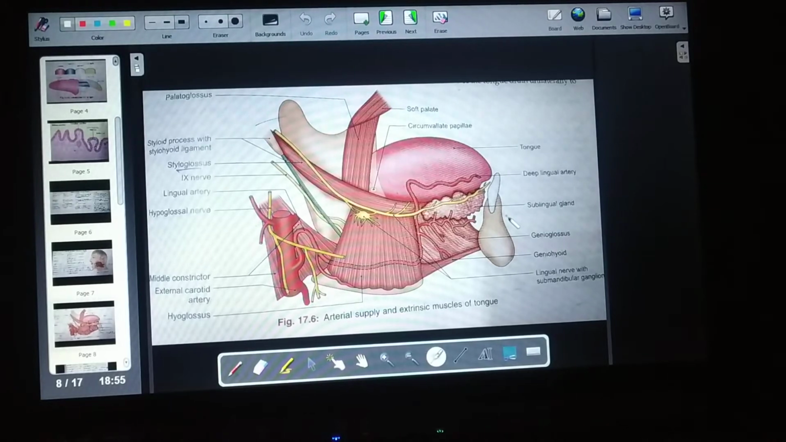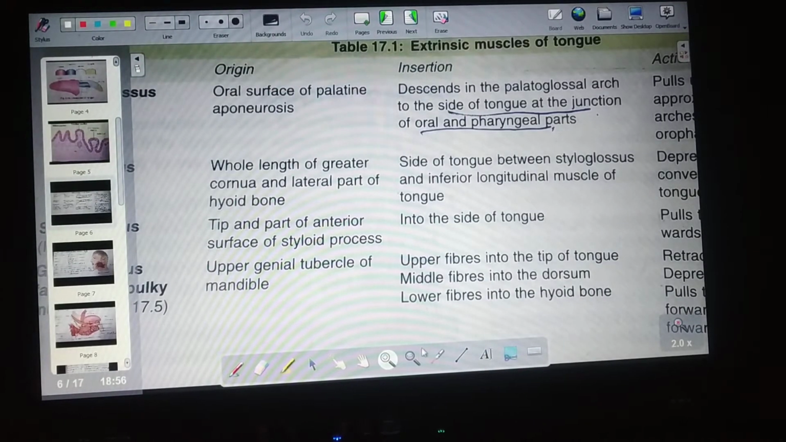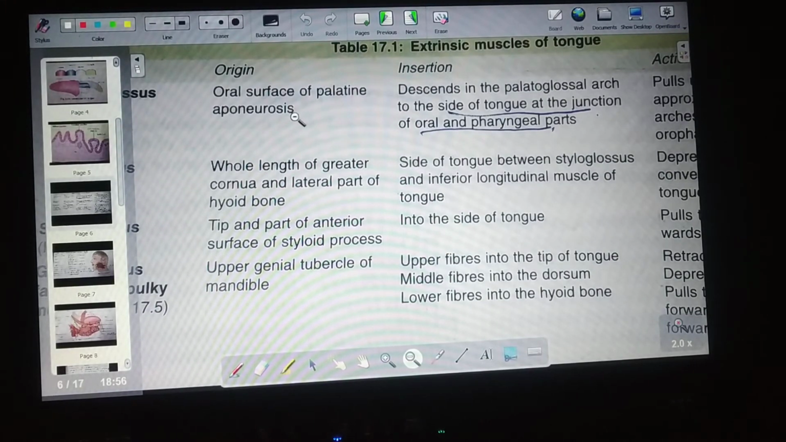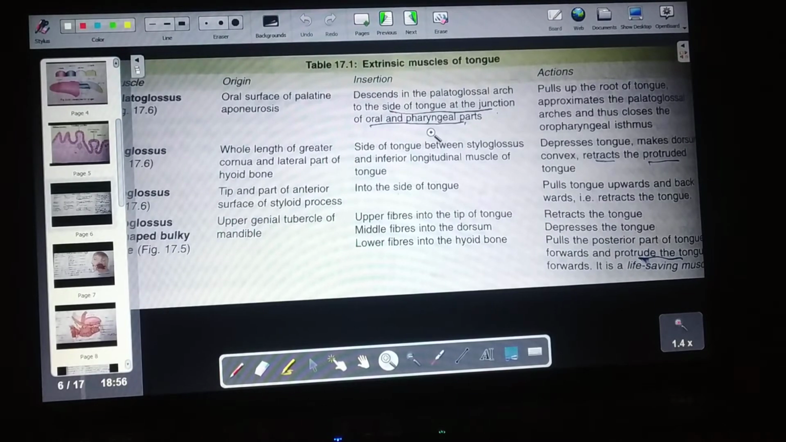Now I'll show you. These are the extrinsic muscles I am talking about. First of all, I'll talk about the palatoglossus muscle. Palatoglossus muscle, its origin is from the palatine aponeurosis, whereas its insertion is basically on the sides of the tongue. The main action of this is to pull up the root of the tongue.